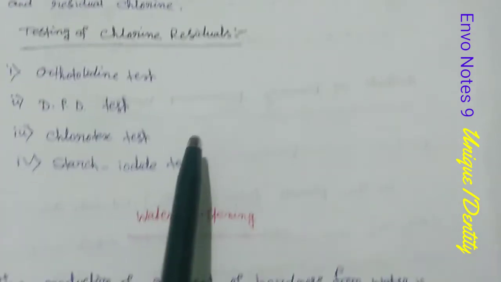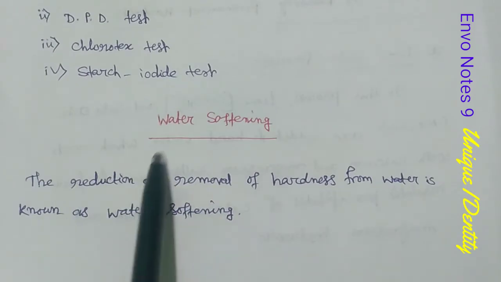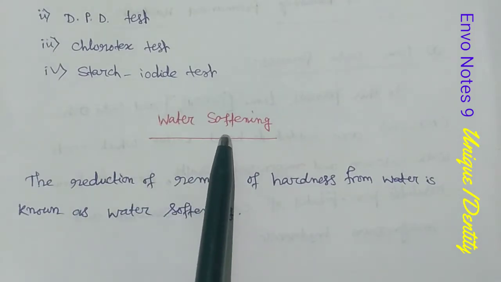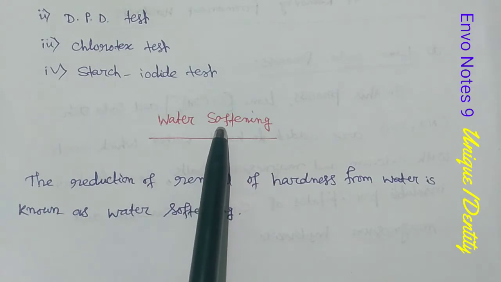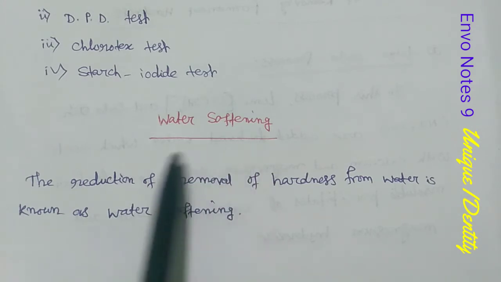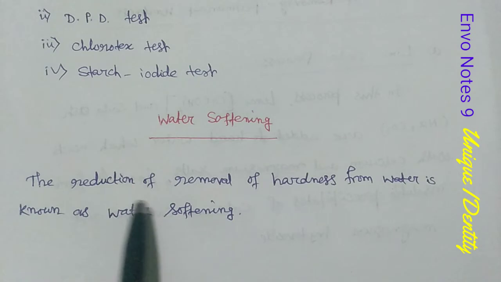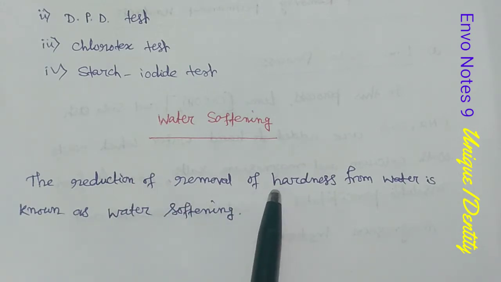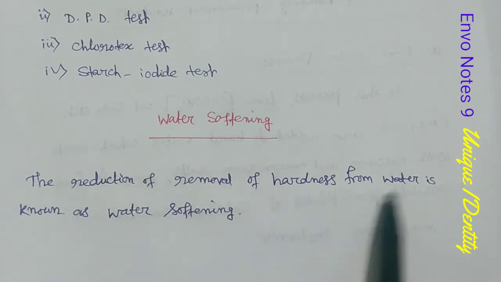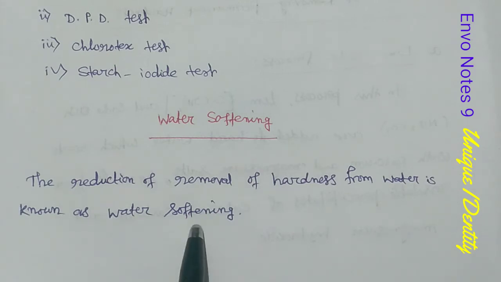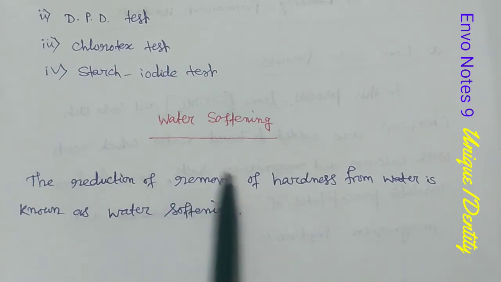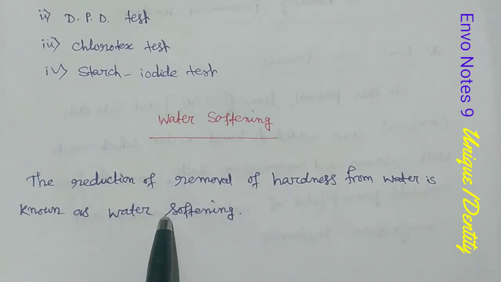Now next, for water purification, is water softening. By name or by definition, you can understand that the reduction or removal of hardness from water is known as water softening. You got the point? The reduction or the removal of hardness from water is known as water softening.